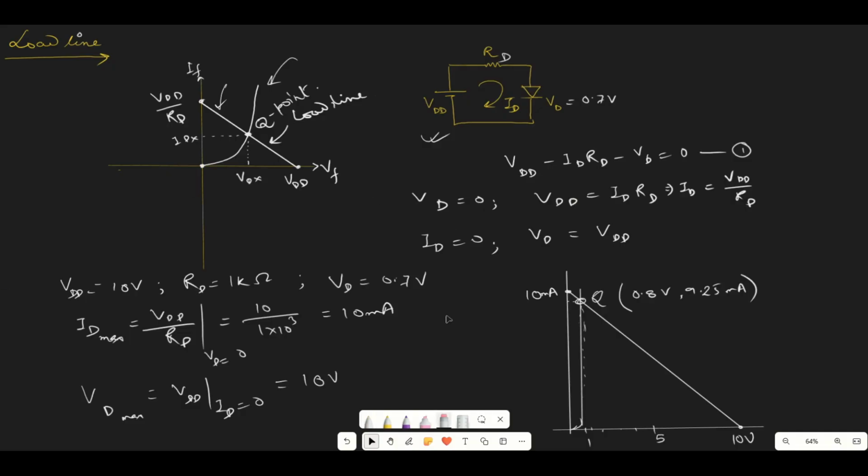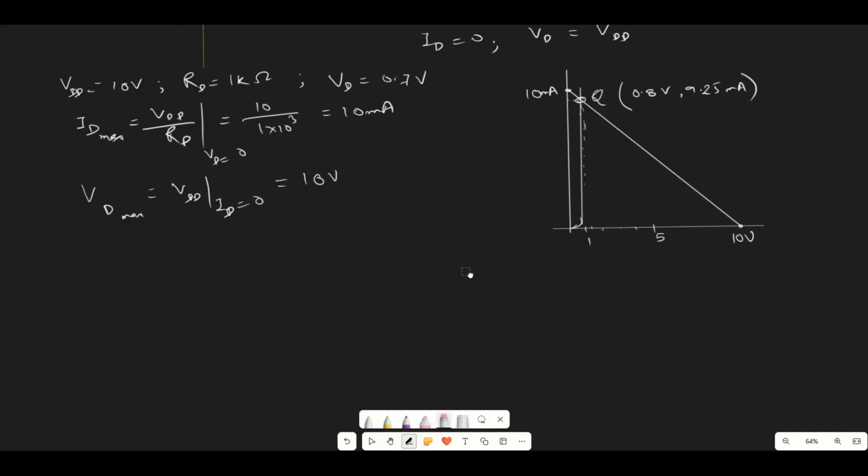So now moving further, we have the last discussion of today's class, that is small signal analysis or small signal model of a diode. For this, let us consider an example, and then with that example we'll discuss how to solve it. So first let us consider a circuit diagram.